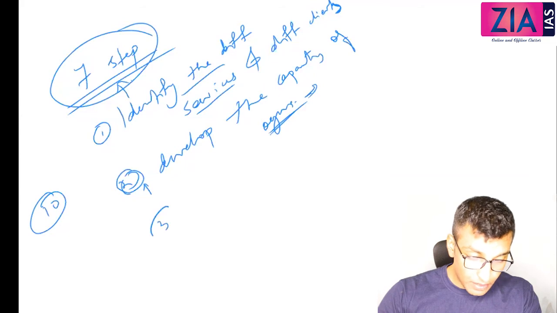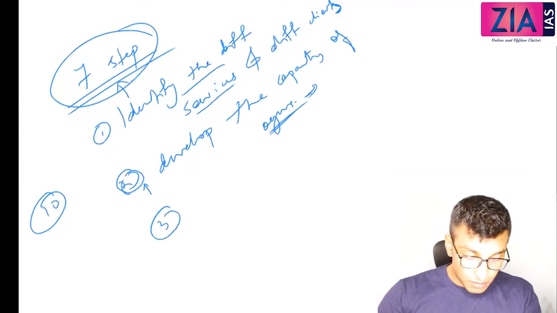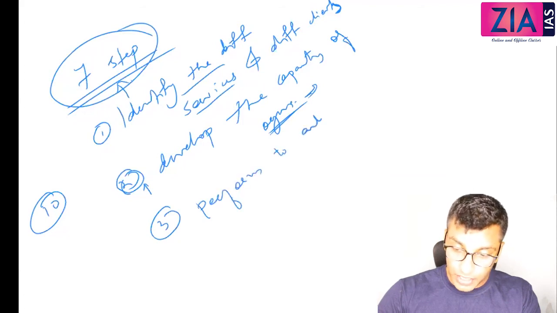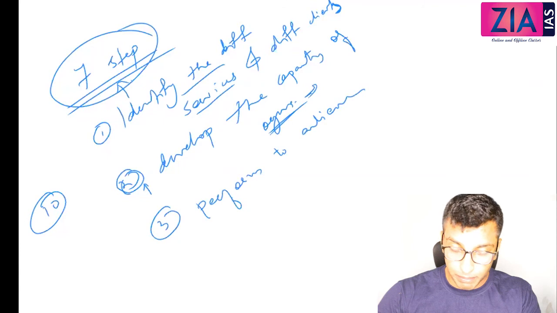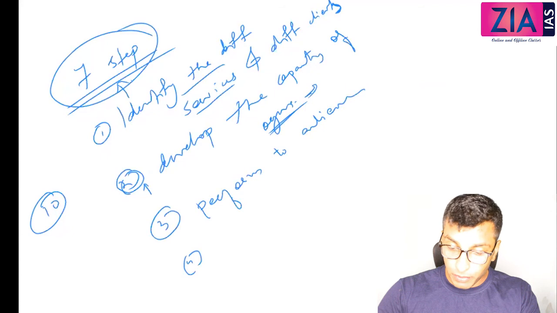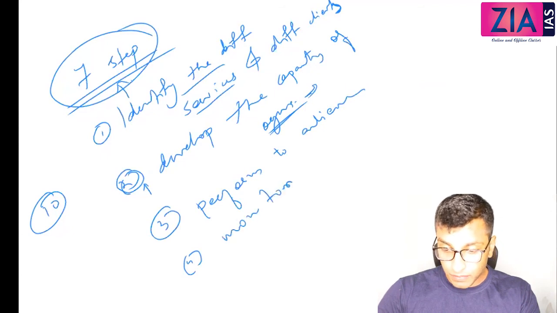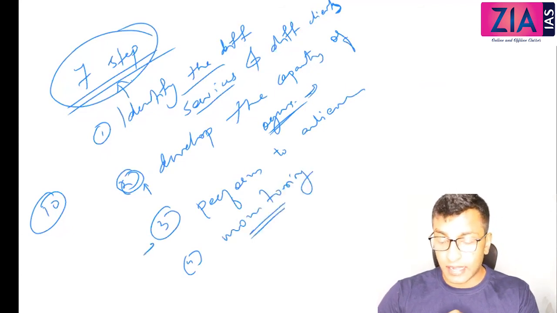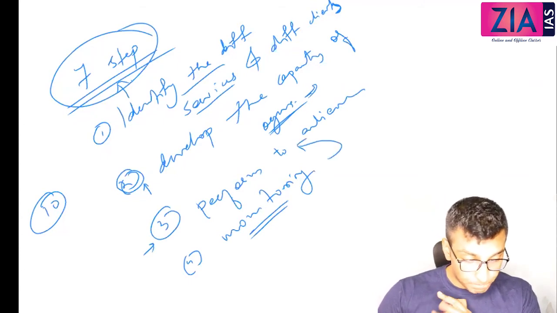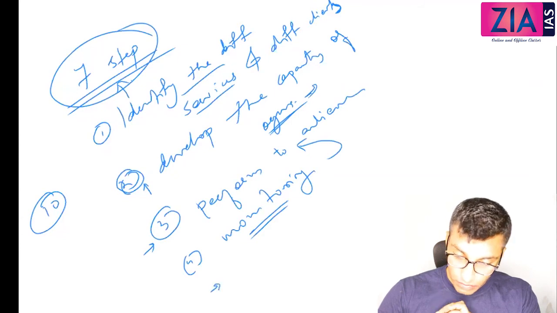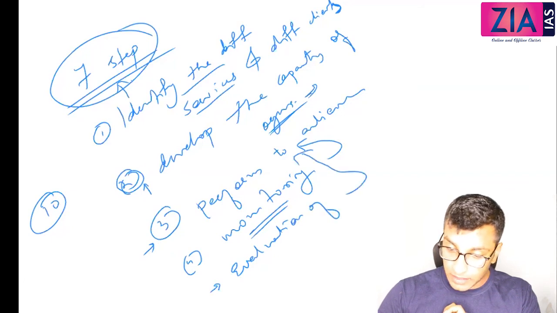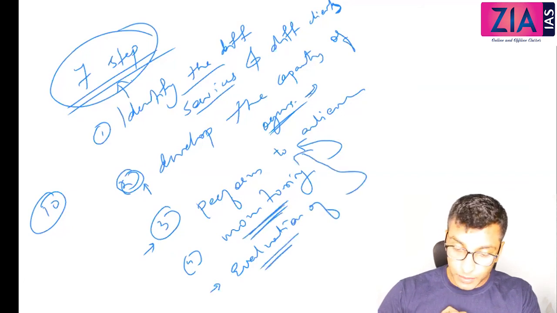Third one, perform to achieve. The performance should be better. The good standards have to be met. Fourth one, monitoring during the performance. Now, who will do this, etc., is again a big question. So monitoring the performance. Then evaluation of performance. So these are related to the performance.